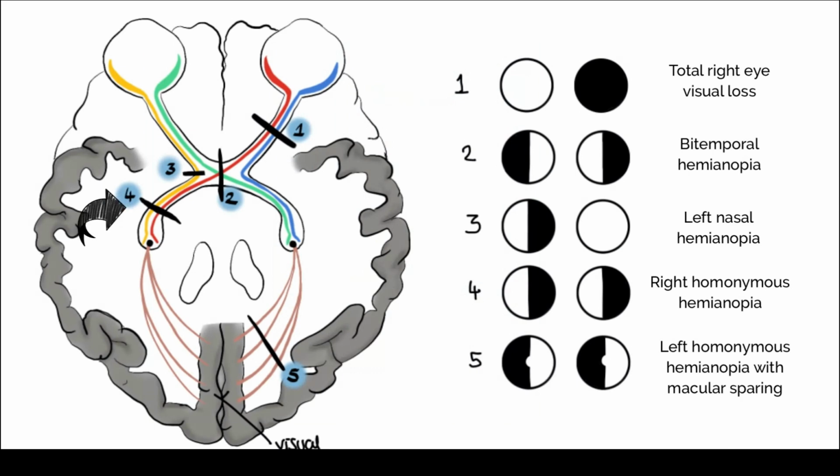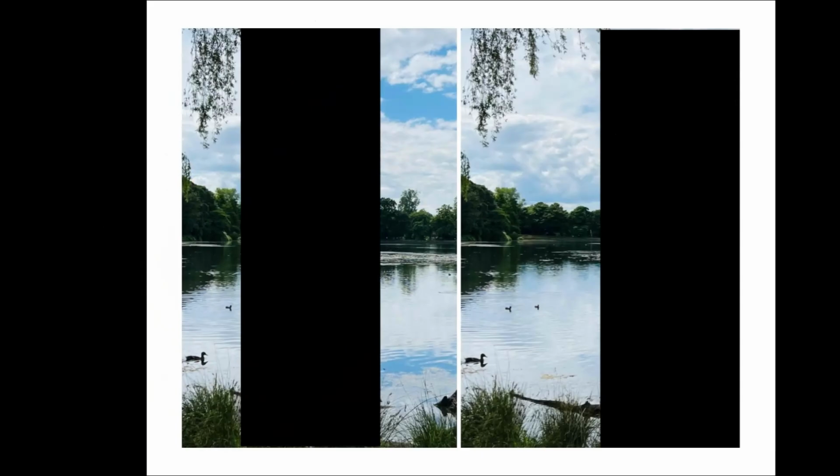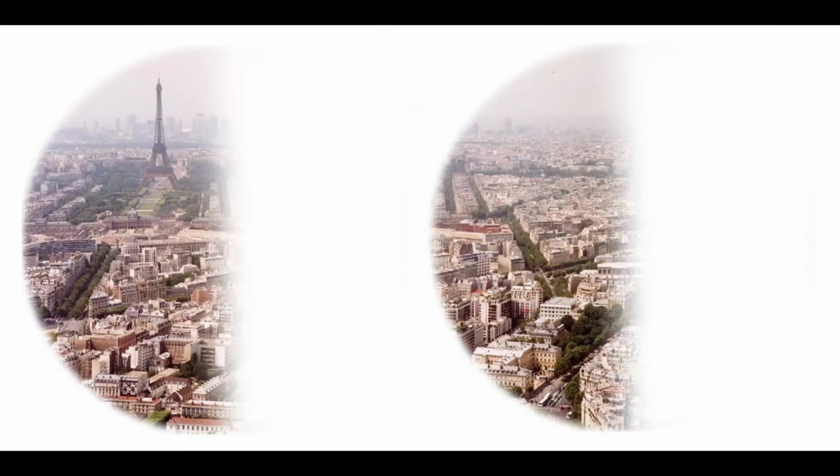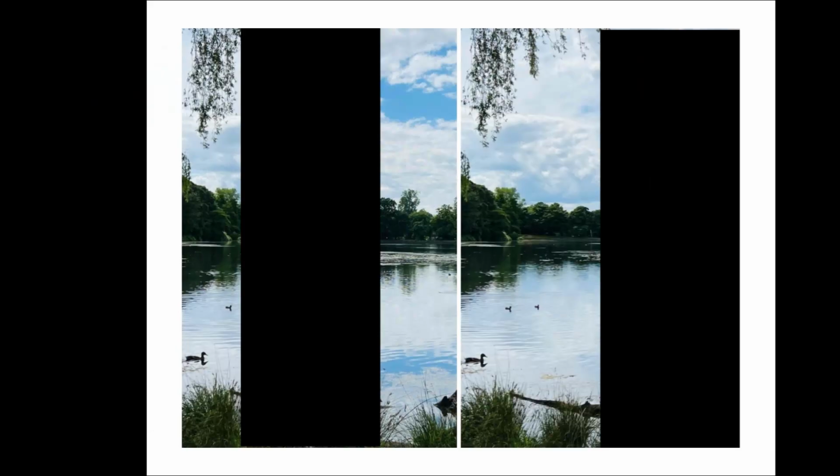Then we have a lesion which affects the optic tract. If the optic tract is affected, the visual field defect is called homonymous hemianopia. Here you can see the nasal side of one eye and the temporal side of the other eye is affected, and the visual field loss is called homonymous hemianopia. If the visual field loss is on the right side, then we will have right homonymous hemianopia. And if the left optic tract is affected, then we will have right homonymous hemianopia.